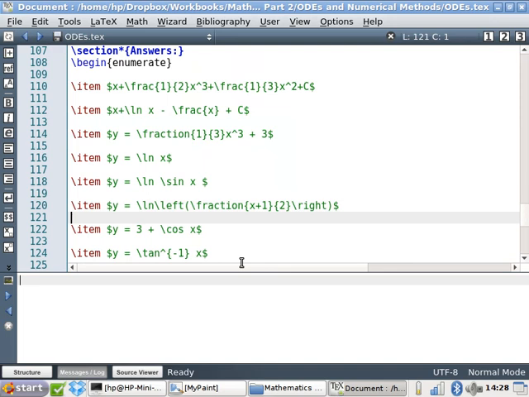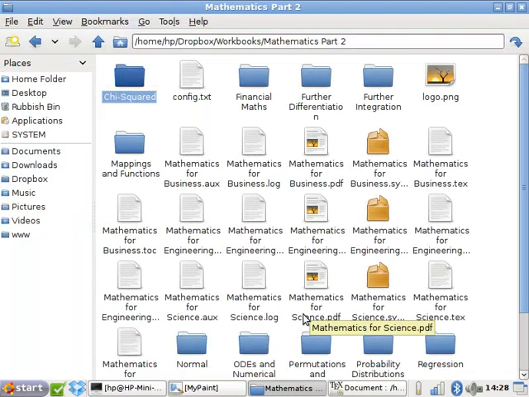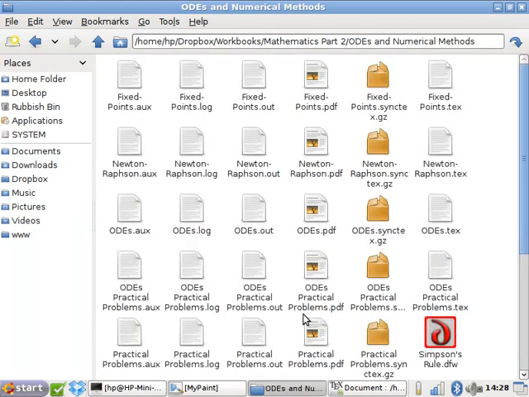Yeah. Correct. It's true. It's all true. What are we looking at next? Practical problems? Okay. Actually, hang on. Let's see. ODE numerical methods. Practical problems. Yeah. Okay.